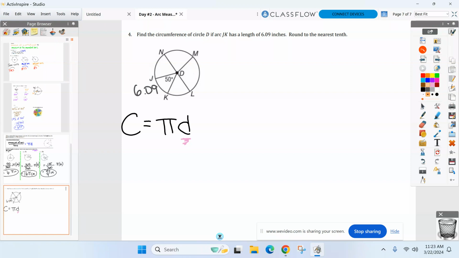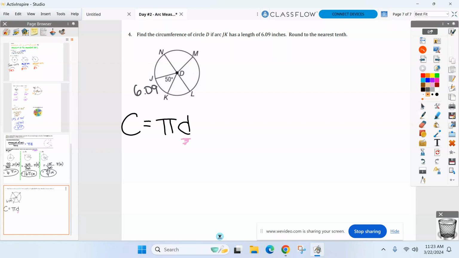All right, anyway, we still have to find this diameter. All joking aside, we got to find this diameter. 6.09 is the length of that arc. Don't you have a formula for length of an arc where that 6.09 came from? And what's included in that formula? Diameter, isn't it?